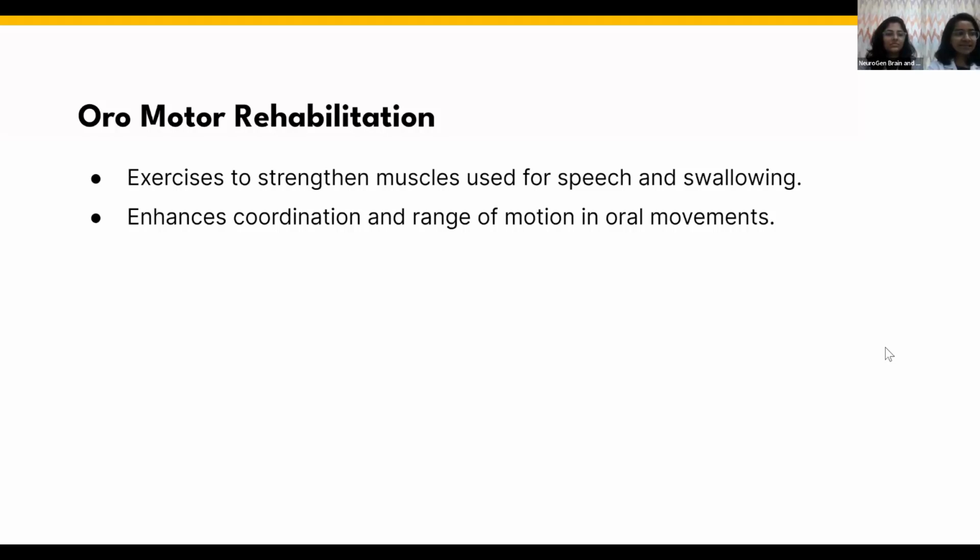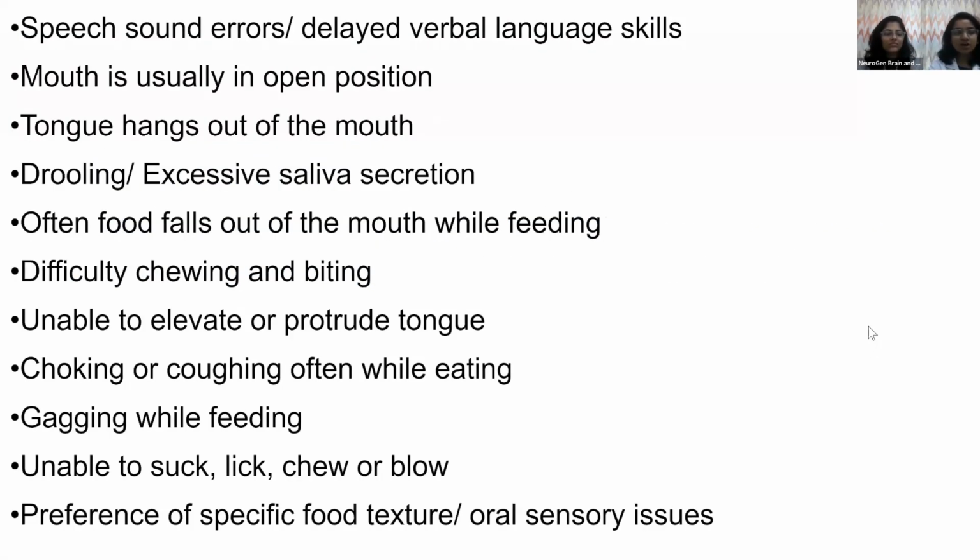So moving on in detail into the oromotor exercises as such, we would just brush up as to who would need oromotor exercises. Individuals having speech sound errors or delayed verbal language skills, children with open mouth posture, children with their tongue hanging out, the ones with drooling or excessive saliva secretion, children wherein they would have the food fall out of their mouth while feeding, difficulty in chewing and biting, difficulty with the tongue movements, if they have choking or coughing while having food, gagging while feeding, if they have difficulties with the vegetative skills like sucking, licking, chewing, blowing, or if they would have any kind of food preferences, we would suggest them to carry out oromotor exercises.